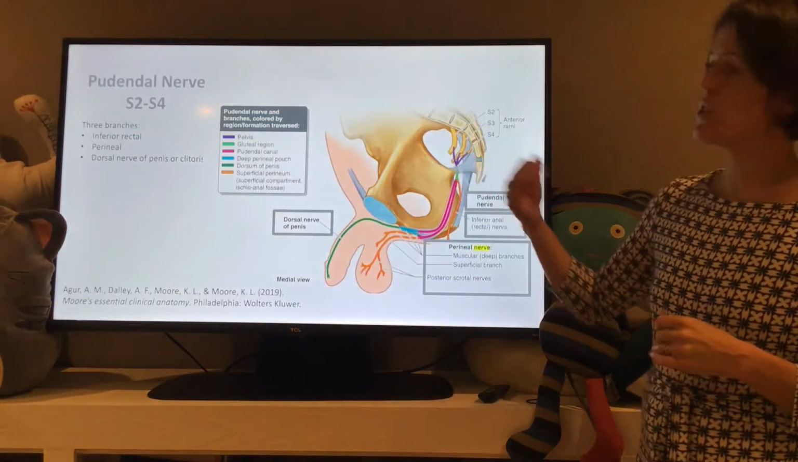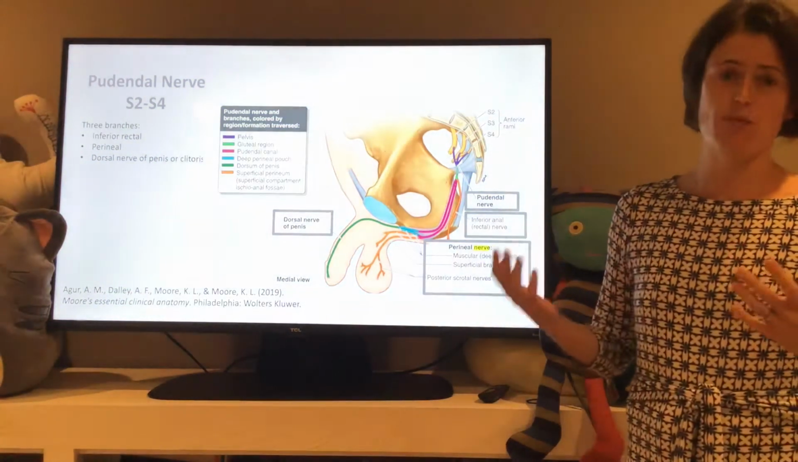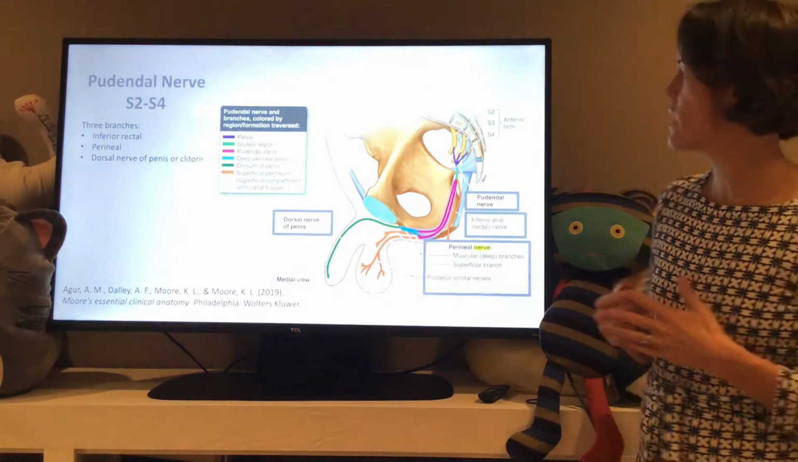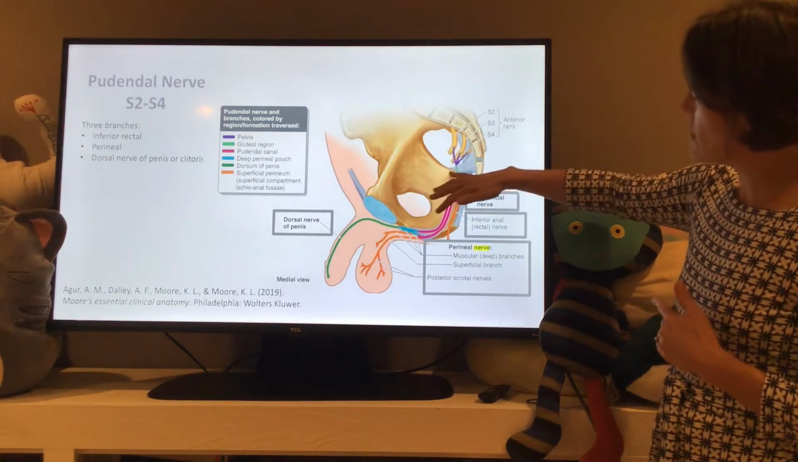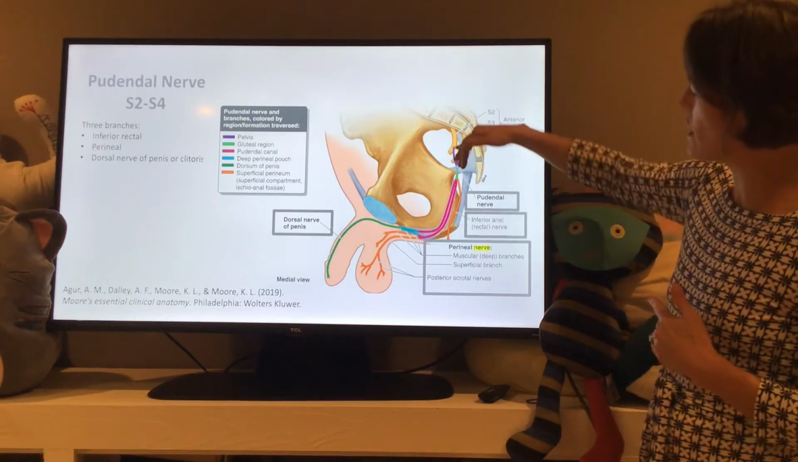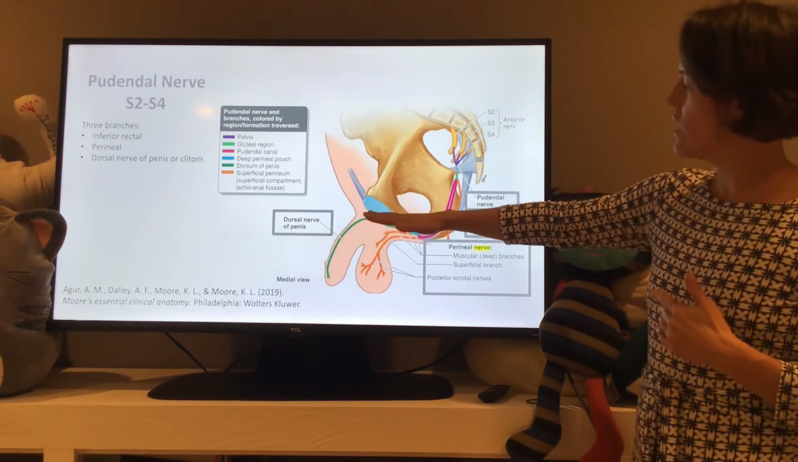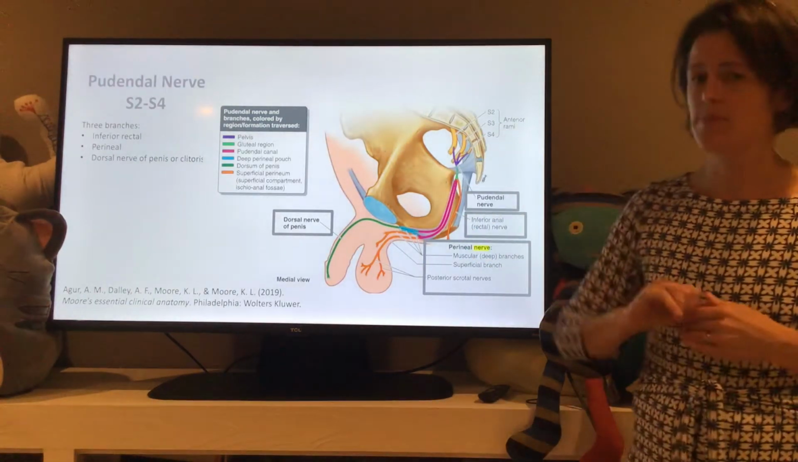The pudendal nerve, which originates from anterior rami of S2 through S4, provides the primary innervation to the perineum. It leaves the pelvic cavity via the greater sciatic foramen, passes between the sacrospinous ligament and the sacrotuberous ligament, and enters the perineum inferior to the pelvic diaphragm via the lesser sciatic foramen.